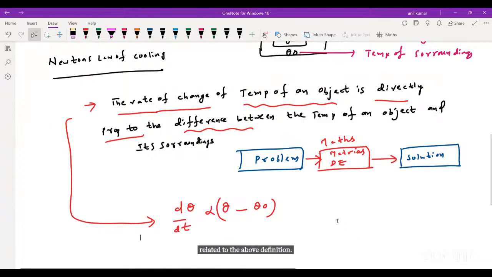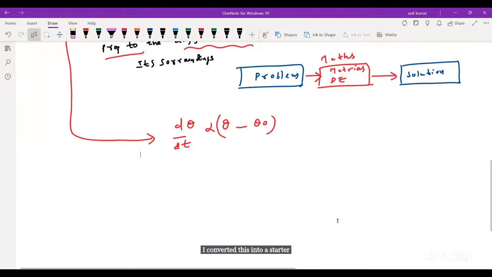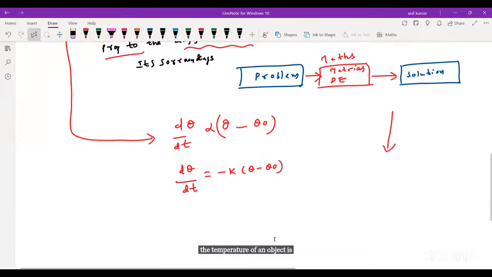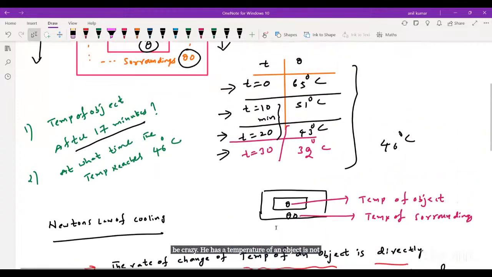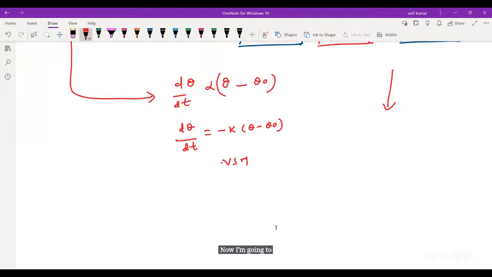Yes, by using the above definition, I converted this into a first order differential equation. Here, when we remove the proportionality, certainly you will get a constant. But here I will take the negative constant because the temperature of an object is decreasing. Here the temperature of an object is not increasing. Here the temperature of an object is decreasing. That is why I'm taking the negative constant. Now I'm going to solve this using the variable separable method, separating the variables.